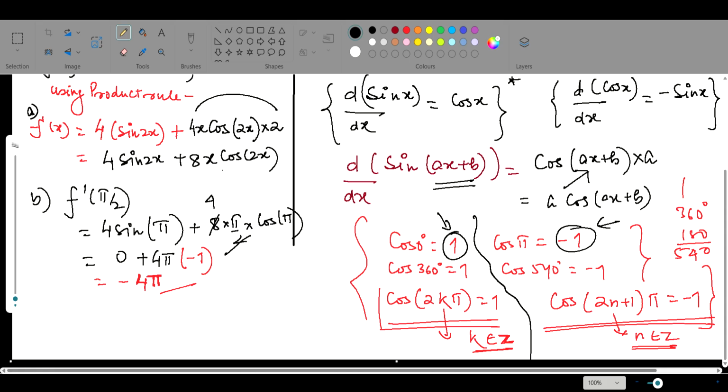The pattern is all the even multiples of pi. I'm again repeating, don't confuse that even multiple of pi with the normal even number. Now tell me, what is the even multiple of pi? Even multiple of pi is 2 pi, 4 pi, 6 pi. It's not 2, 4, 6. It is 2 pi, 4 pi, 6 pi, 8 pi. These have a value of 1.